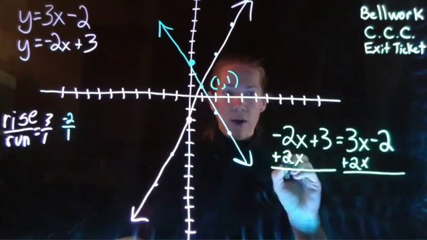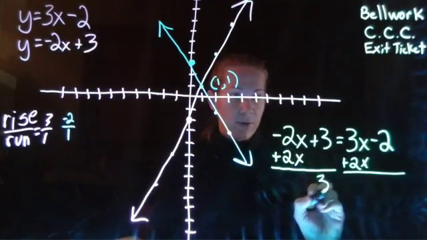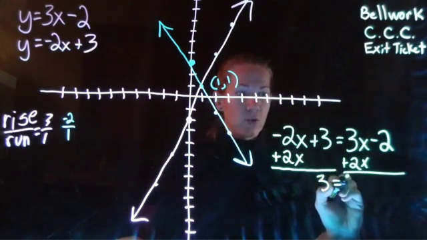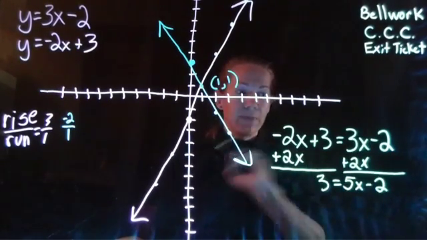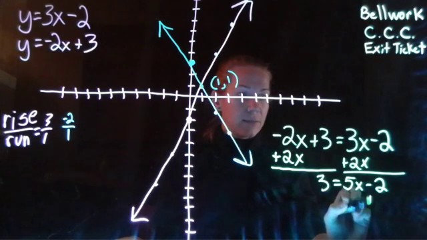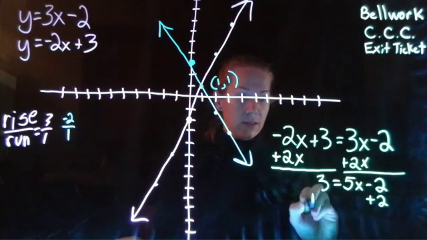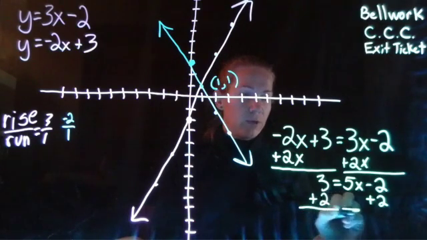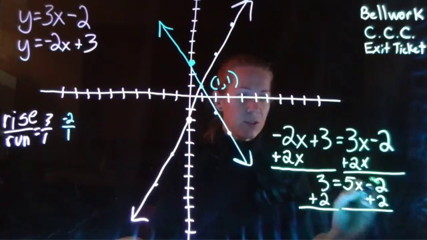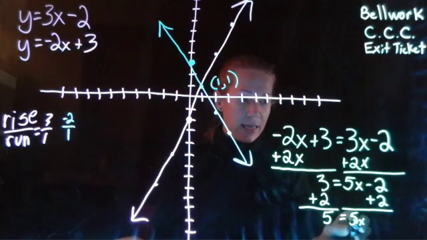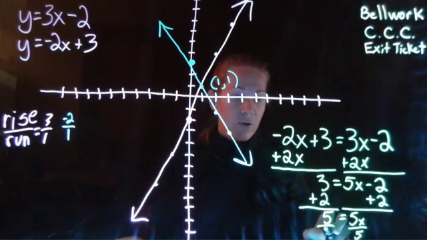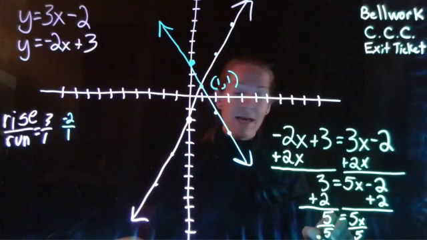Now, negative 2x plus 2x is 0, so I'm just left with 3 on this side. And 3x plus 2x is 5x. Don't forget this minus 2. Now, to isolate x, I'm going to add 2 to both sides to get rid of this, because remember, whatever we do to one side, we have to do to the other. So this equals 0, so we're left with 5x over here, and 3 plus 2 is 5. Once again, to isolate x, it's being multiplied by 5, so I'm going to divide both sides by 5, and we get x equals 1.